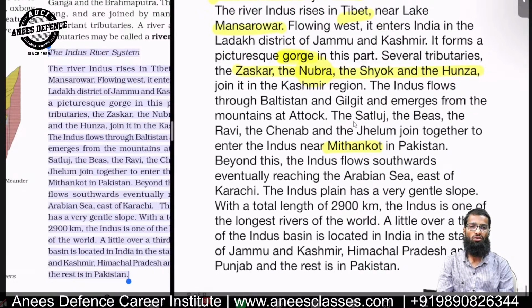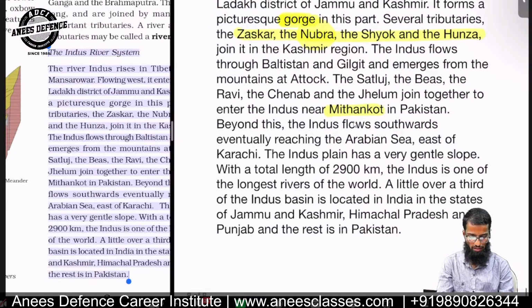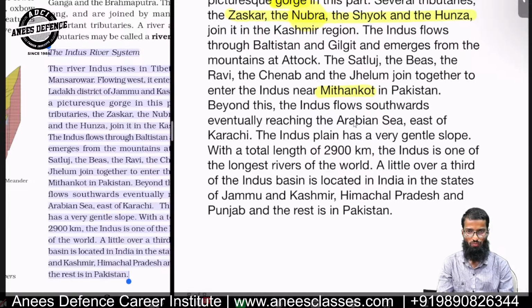I don't know the name of the glacier, but it is somewhere near Mansarovar. Mansarovar is one of the famous lakes in Tibet, and it has been mentioned in many ancient texts. Even Kalidasa, when he wrote his dramas, mentioned Mansarovar and Manas Lake also. I will look it up and tell you where it actually originates. Like Ganga is from Gangotri, Yamuna is from Yamunotri. For Indus, I just forget the name.